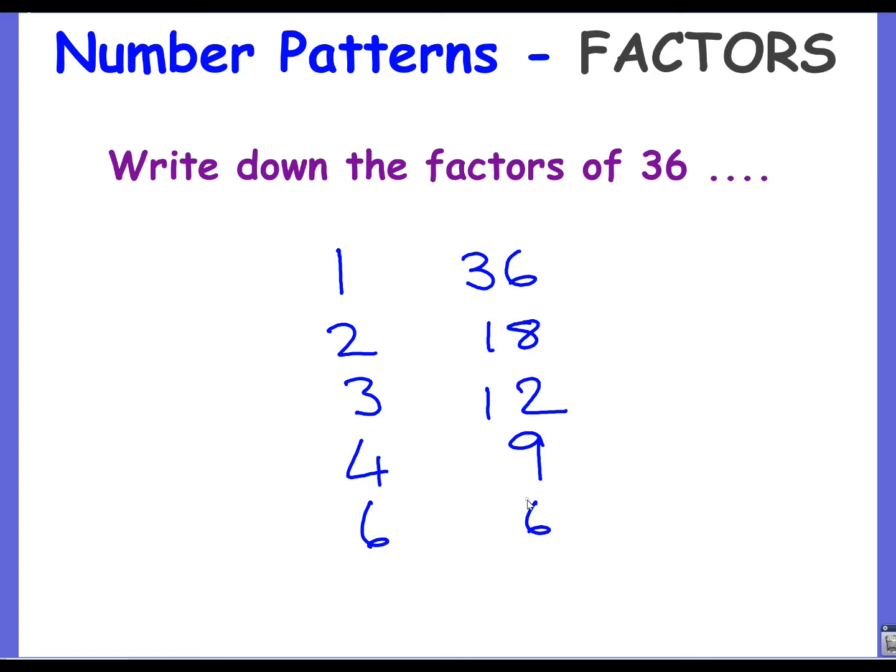So the factors of 36 are 1, 2, 3, 4, 6, which we've already got, 9, 12, 18, and 36. Notice how I do the pairing as well. And did you get them all as well?